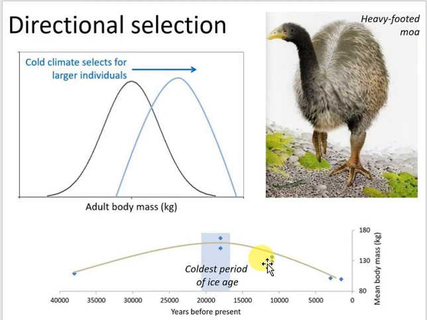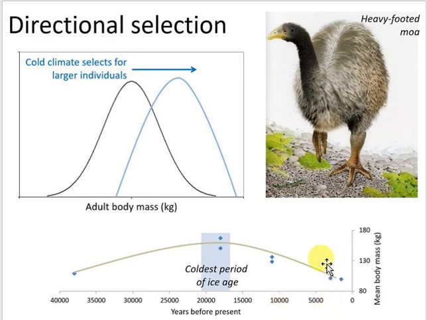Now, if we look at the body mass and size of the heavy-footed moa living during this period, this ice age in New Zealand, their bones were much larger, so they had a much larger body size on average than individuals from, say, the last 5,000 to 10,000 years ago.